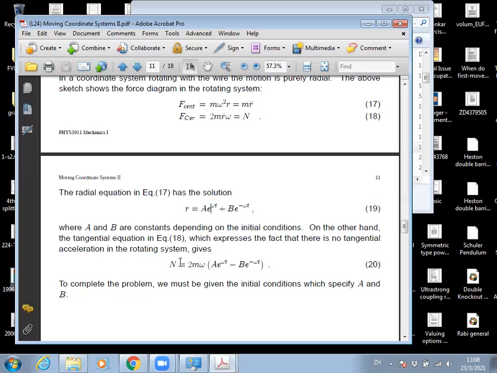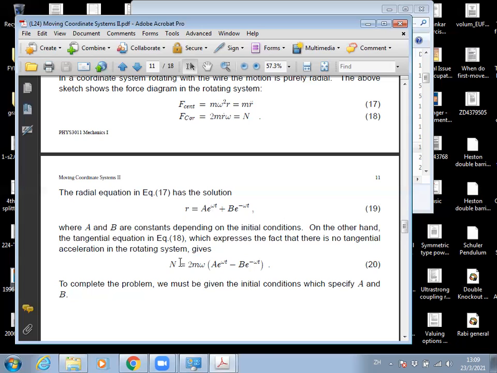In the rotating frame, you can see that it's very simple. We can get the answer very quickly. But how about in the inertial frame? All right. Okay, I think I'll stop here. Do you have any questions? Do you have any questions so far?